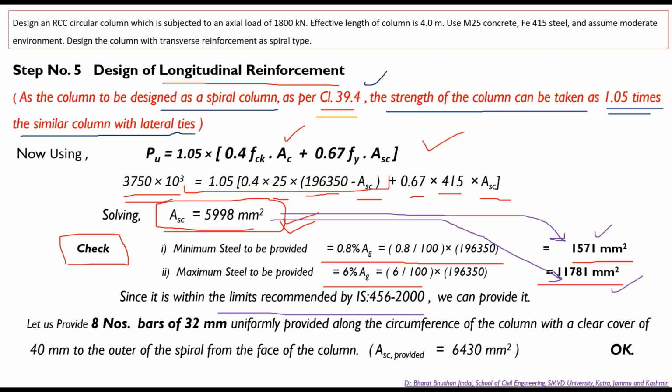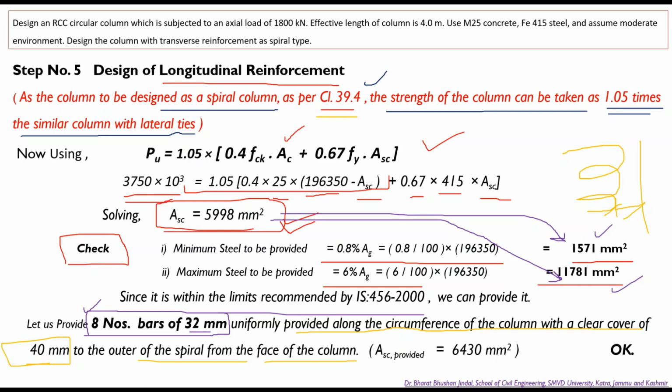Accordingly, after going through the trials, I decided that it will be comfortable to provide 8 number of bars. If we provide 8 bars of 32 mm dia, then uniformly we can provide them along the circumference of the column, with a clear cover of 40 mm, which we have already decided, to the outer of the spiral and from the face of the column. This will be the minimum cover, because the longitudinal bars will be confined by the circular spirals. From outside of the spiral to the face of the column is the clear cover, and that we have taken as 40 millimeter.